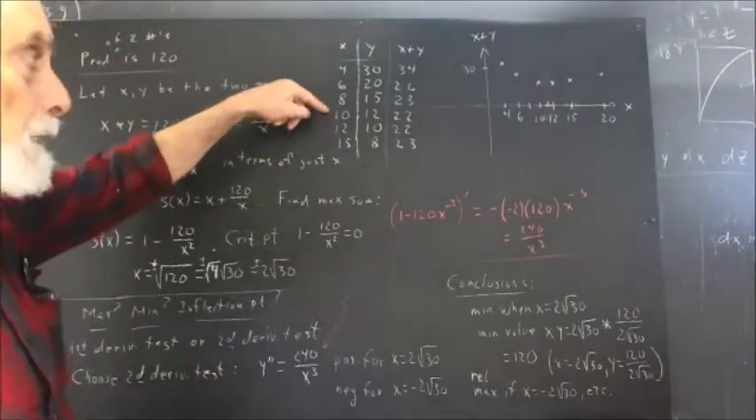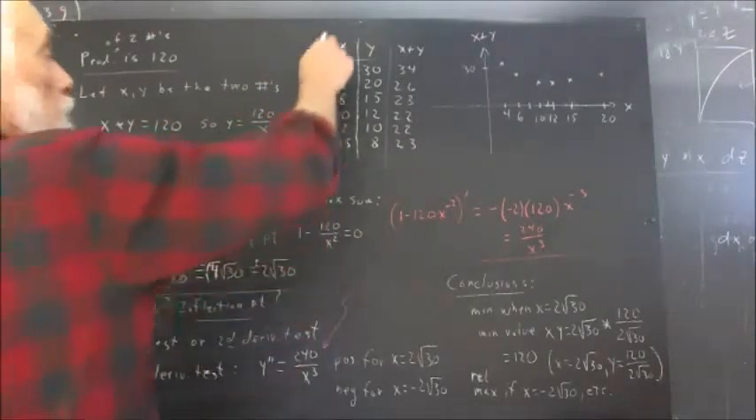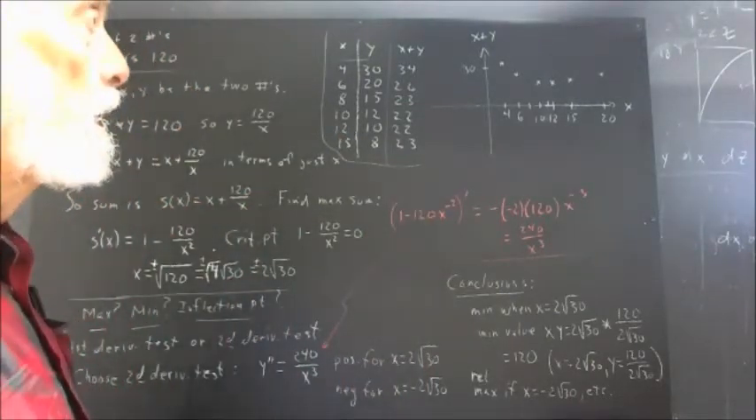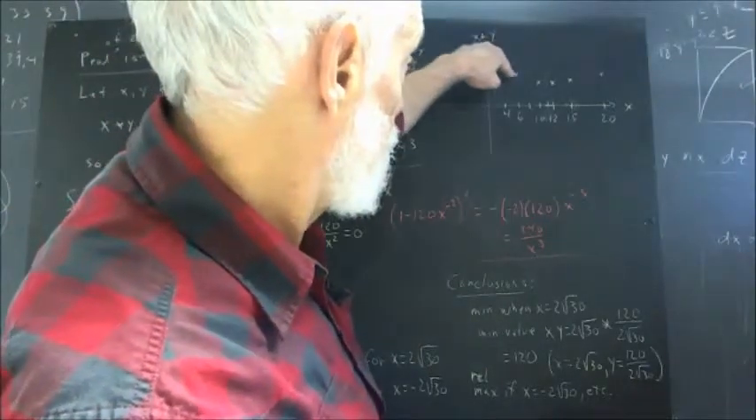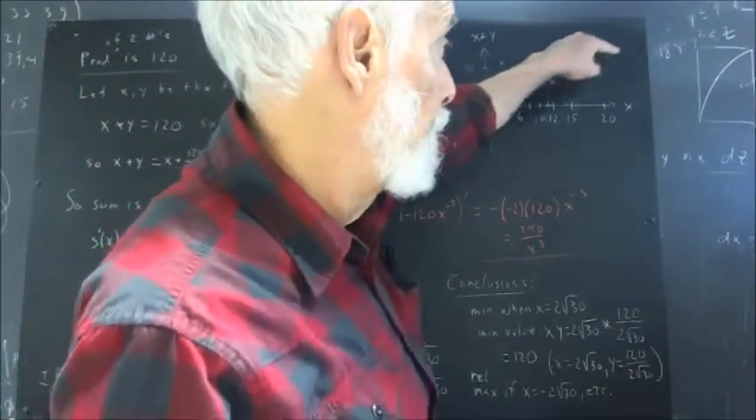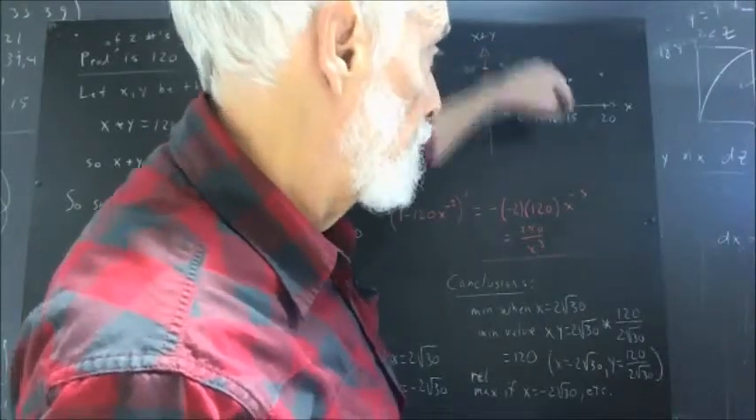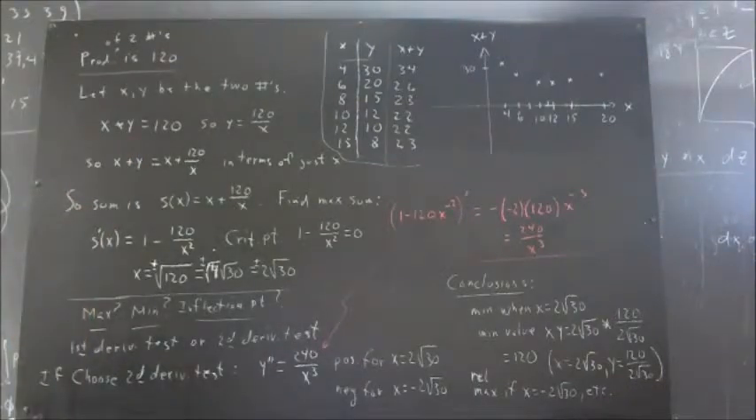Now, maybe the minimum occurs at 10, and maybe it occurs again at 12, and maybe it occurs at some point between 10 and 12. It's not totally inconceivable that this thing could come over here like this. Instead of being a smooth curve, it might have a big dip right here, for all we know. Probably not, because of the simplicity of the situation, but we can't discount the possibility.